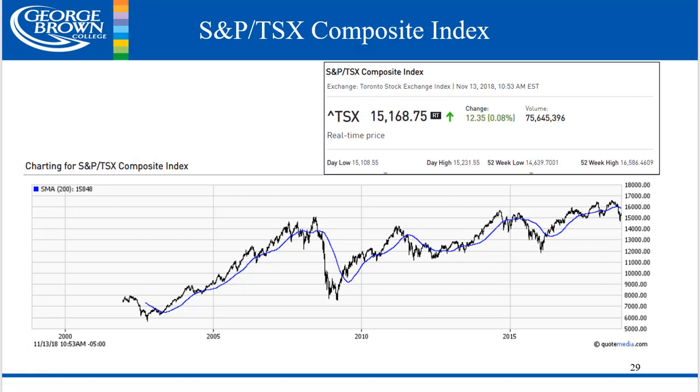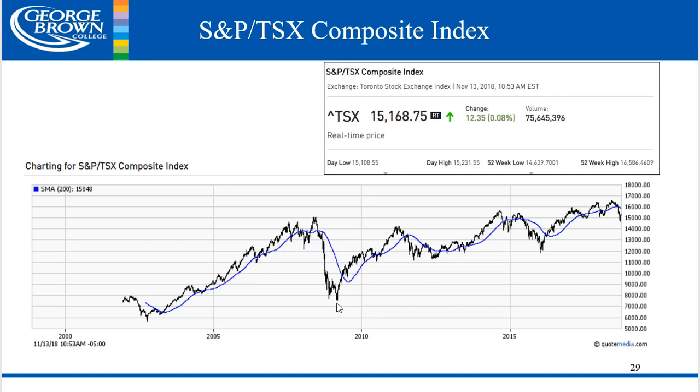This slide is just showing a chart of the S&P TSX Composite Index. We can see on November the 13th at around 10:53 a.m., the index was at 15,168. Before 2005, the TSX was strongly rising in general on average, although we can see there's volatility in shorter time periods.